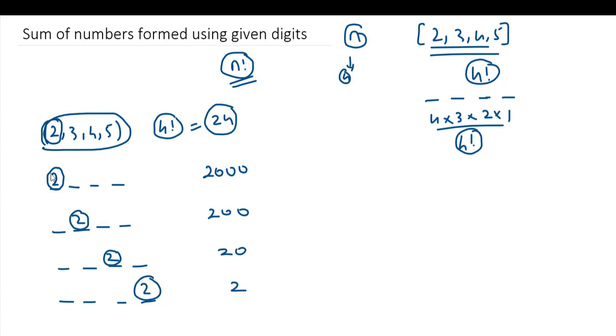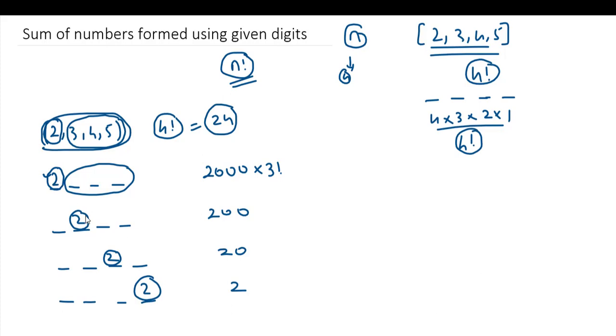Now, how many 4-digit numbers can we form such that the number 2 is occurring in the thousands place? For that we need to fill these 3 digits in these 3 places. So 3 digits to be placed in 3 places can be done in 3 factorial ways. So there will be 3 factorial numbers which can be formed such that the number 2 is in the thousands place.